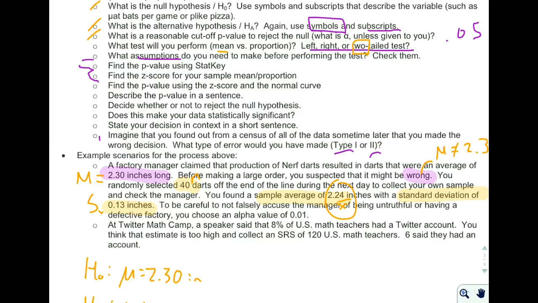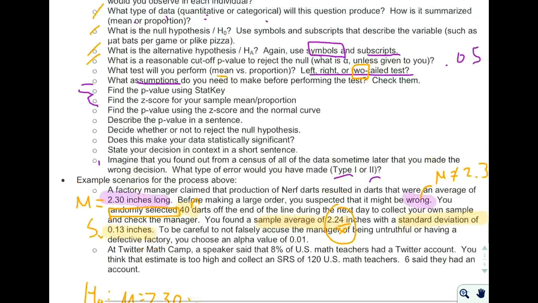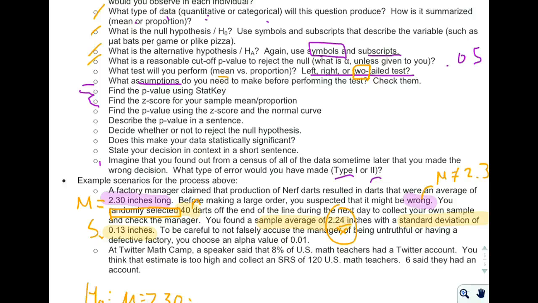Assumptions we need to check. We need to check that we have randomly collected data. Let's take a look. It says you randomly selected 40 darts off the end of the line during the next day. So it seems random enough for me. I'll go with that. And that's all we need for StatKey.